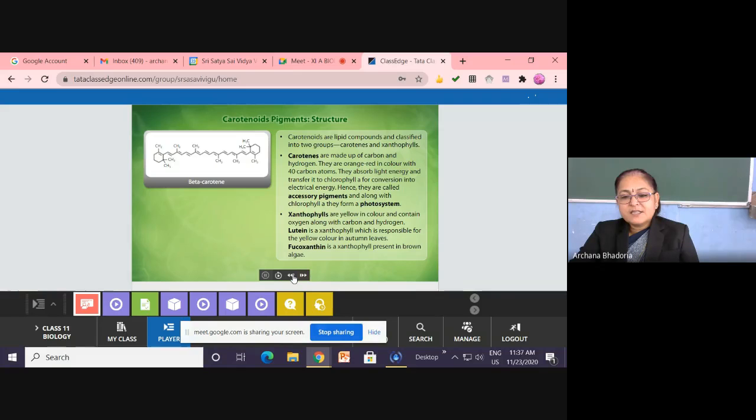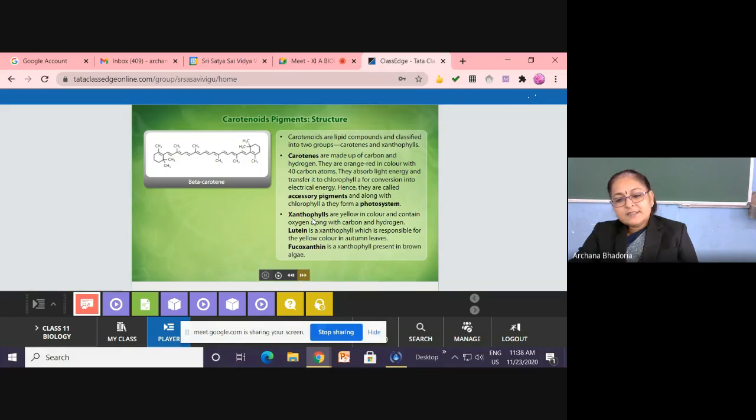You all forget everything. We had done this, that carotenoids include the carotenes and the xanthophyll, and I gave you the time also to note it down, that carotenes absorb the light energy and transfer it to chlorophyll A for conversion to electrical energy. So they are known as accessory pigments and they form the photosystem.